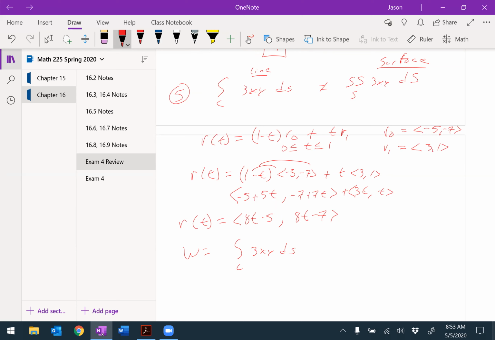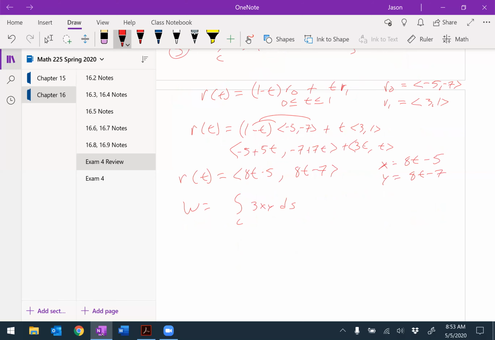So we want to keep this in terms of x's and y's. What is x here? x is equal to 8t minus 5. And what's y equal to? y is equal to 8t minus 7. So what's this going to be? It's 3xy, or what I'm going to do here is 3 x of t, y of t.